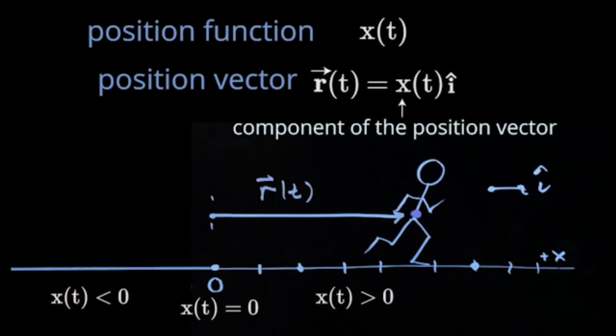And the direction of the position vector is the sign of the component times i hat. If the component is negative, then we have a negative i hat. The position vector is pointing backwards in the minus x direction. And if x of t is positive, positive i hat, the position vector, as shown in this particular case, is in the positive i hat direction. So that's our first vector, the position vector in one-dimensional motion.